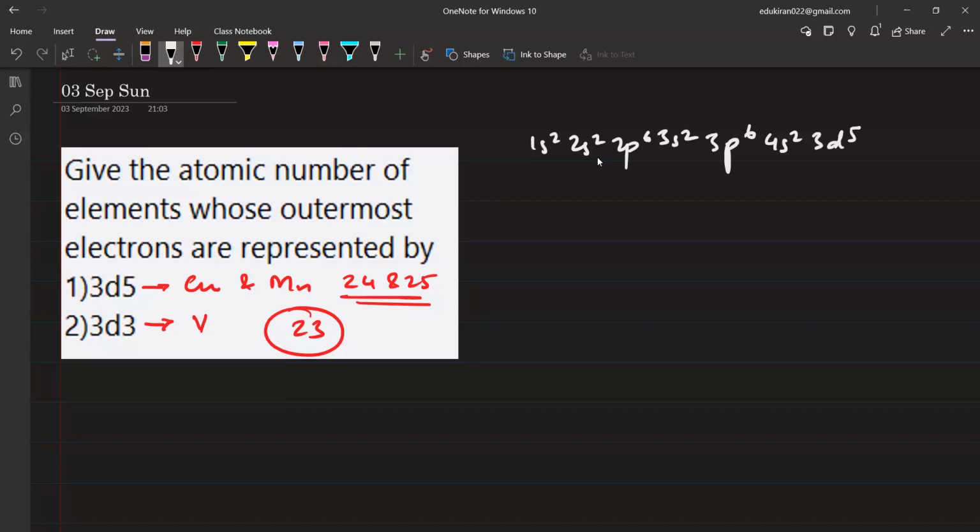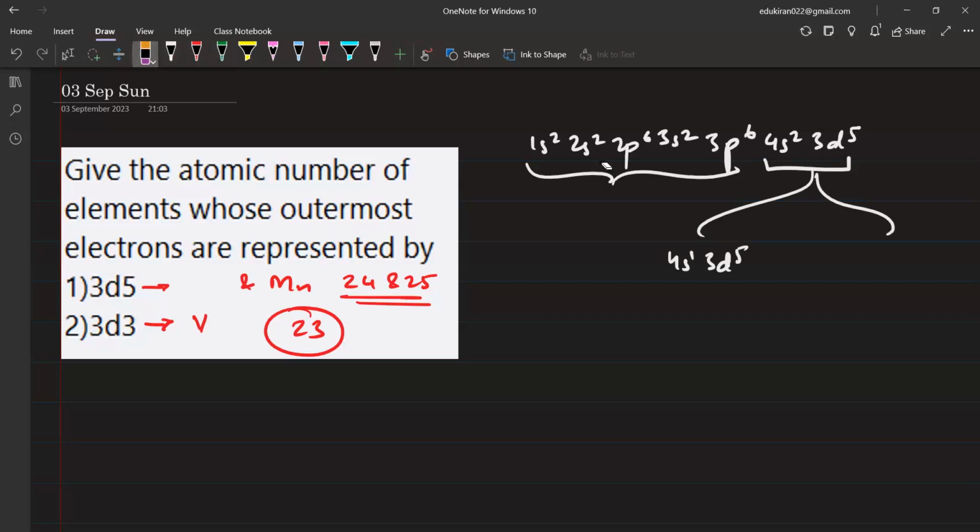Yes, sir. Now you see 4s2 and 3d5. 3d5 can be there in two different ways. These are the inner shell electrons, and this is the fourth shell, that is the outermost. You can have either 4s1, 3d5, which is the case of chromium, or you can have 4s2, 3d5, which is for Mn, that is manganese. So then the fourth shell will be the outermost shell, right?